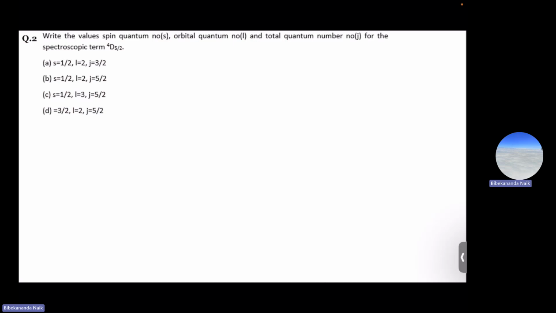Question number 2 says, write the values of spin quantum number, orbital quantum number, and total quantum number for the spectroscopic term 4D 5 by 2. The options are: option A, S equals half, L equals 2, J equals 3 by 2. Option B, S equals half, L equals 2, J equals 5 by 2. Option C, S equals half, L equals 3, J equals 5 by 2. Or option D, S equals 3 by 2, L equals 2, and J equals 5 by 2. I'll give you a few minutes and then we will discuss.